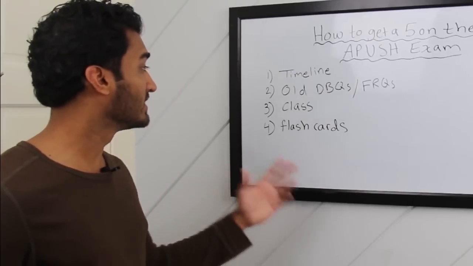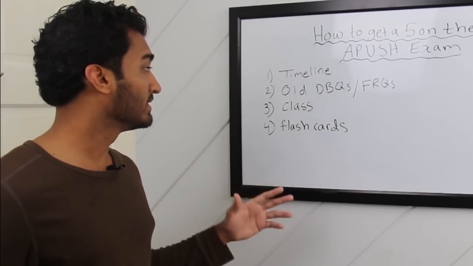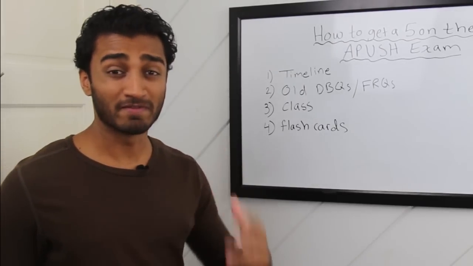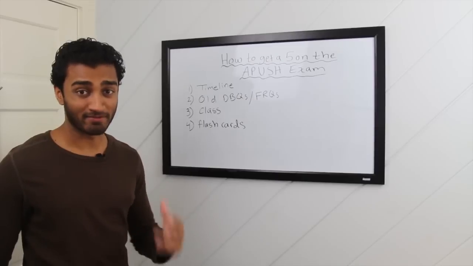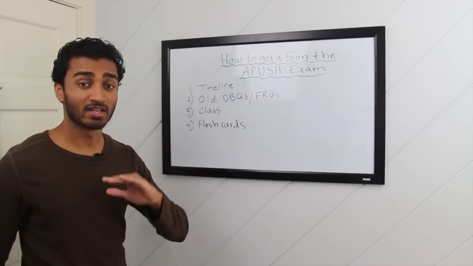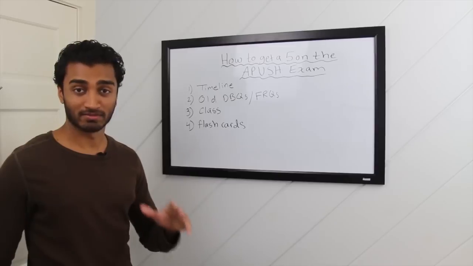Go through about 10 of these exams, go through all the DBQs and all the FRQs, because the essays account for more than 50% of your score. So if you want to get that 5, you really have to know your essays really well and got to get it under time, all the key facts and figures.